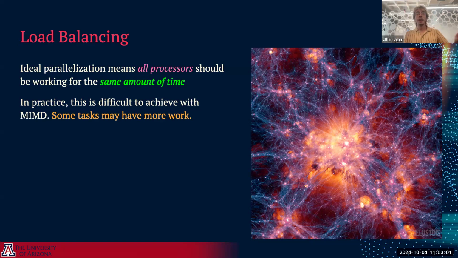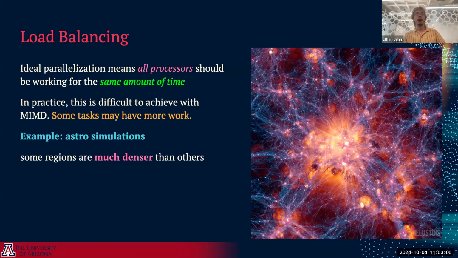So some tasks may have more work to complete. An example could be astro simulations. This is my background. Some regions are much denser than others. So you can see in the middle of this graph, there's a lot more going on, whereas regions towards the outside have a lot less going on.